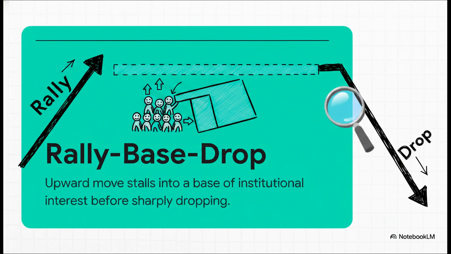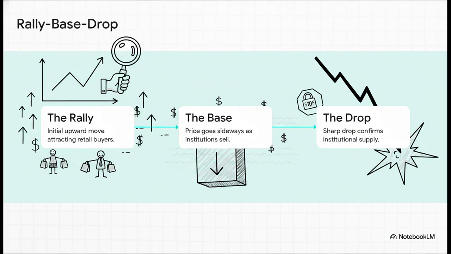Now, what's actually happening inside that base? Massive institutional sell orders are quietly stepping in. They're basically absorbing all that retail buying pressure, eventually completely overwhelming the buyers, and boom, it leads to a sharp drop. Let's run through this as a live trade case study, reading the chart step by step from left to right.